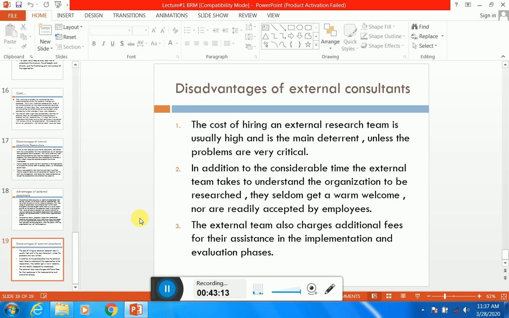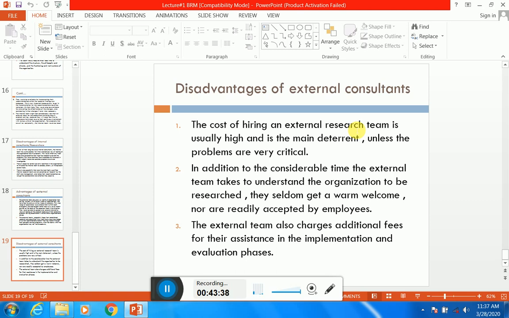After that, we have some disadvantages of external consultants as well. What are those disadvantages? Number one, the cost of hiring an external researcher team is usually high and is the main deterrent unless the problems are very critical.